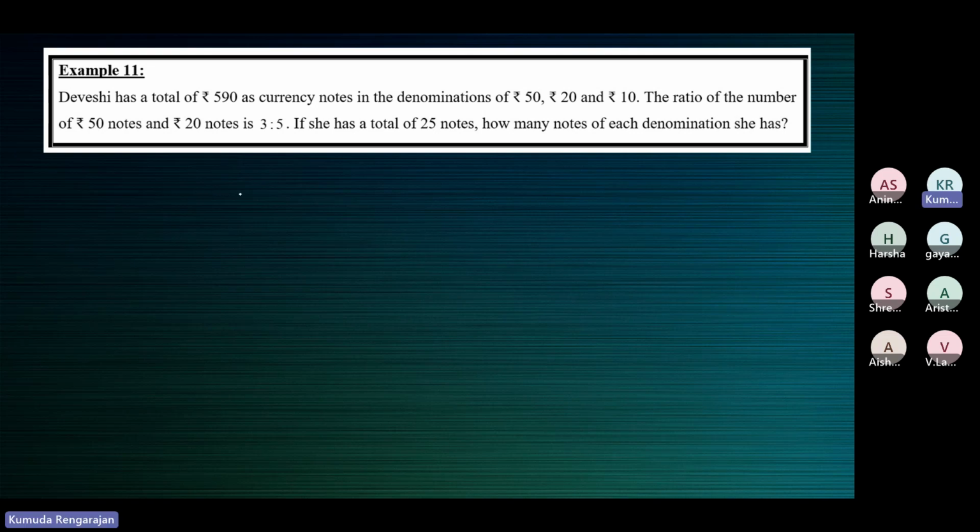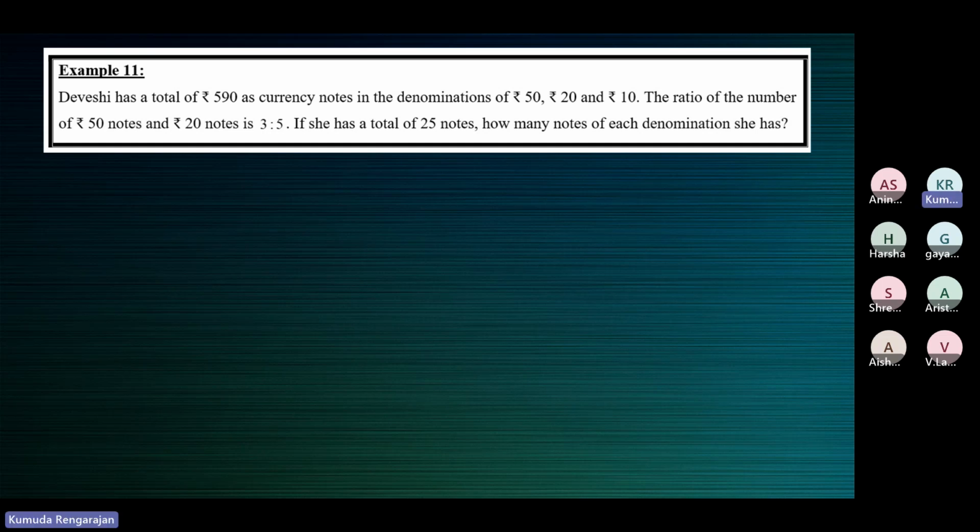Children, look at this one. Deveshi has a total of rupees 590 as currency notes. That means the value of money is 590 rupees. The currency notes are in the denominations of rupees 50, rupees 20, and rupees 10. The ratio of the number of 50 rupee notes and the 20 rupee notes is 3:5.